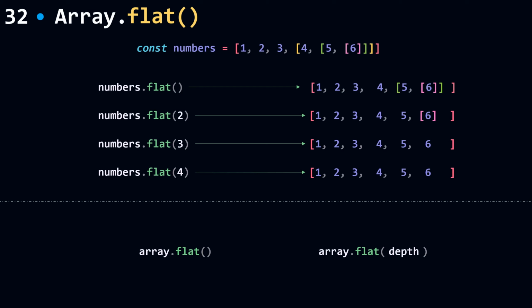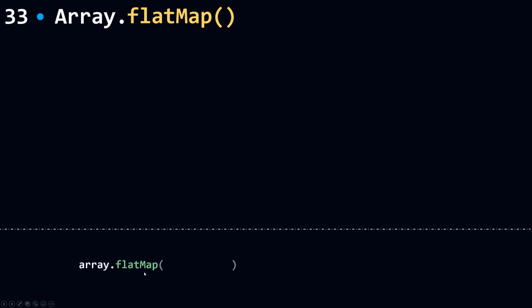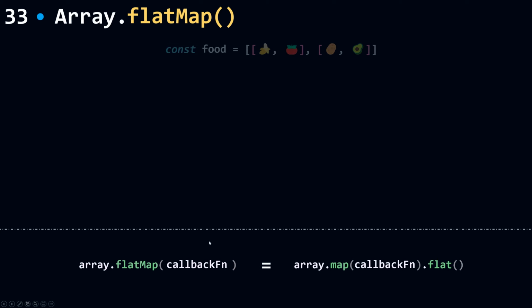And now that you know flat, let's move on to the last method in our tutorial, which is flatMap. So when you call flatMap on an array, it's basically like calling a map method and then a flat method right away. So calling map with a callback function on an array and then flat is exactly the same thing as calling flatMap on an array with the same callback. Now let's go and see an example, although I think this is enough for you to understand what flatMap does and how it works.